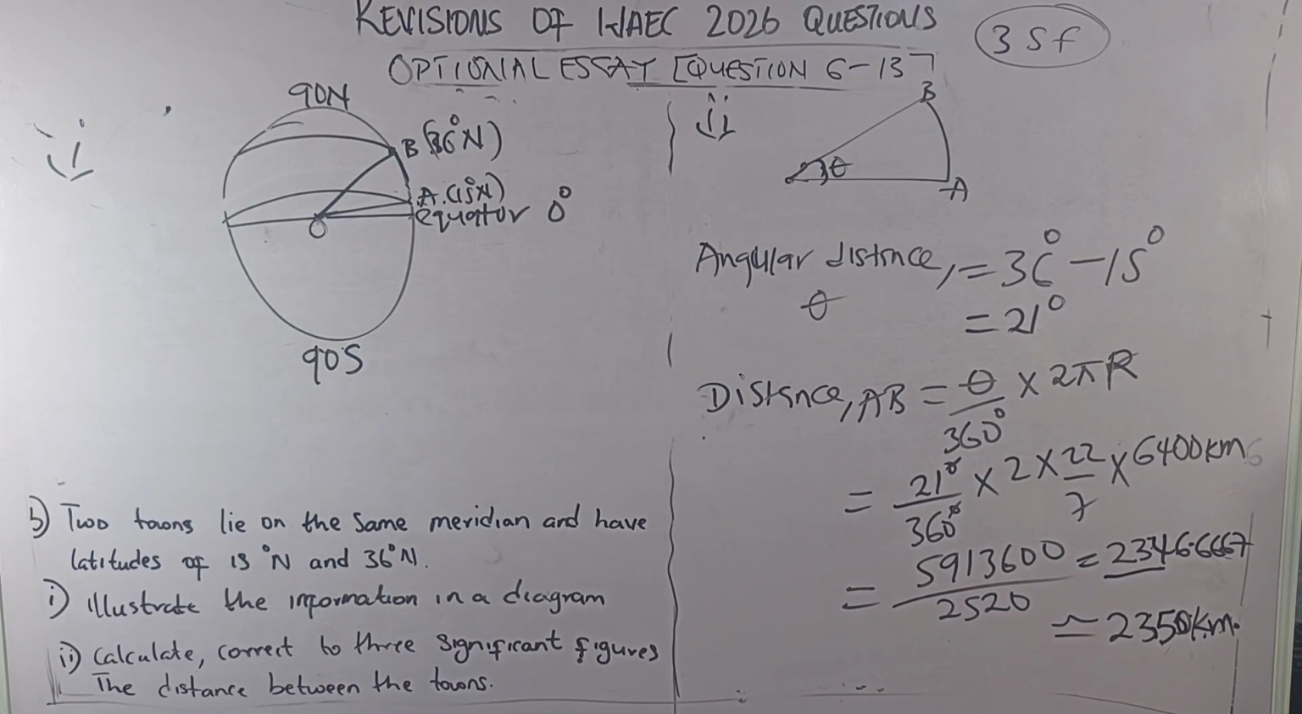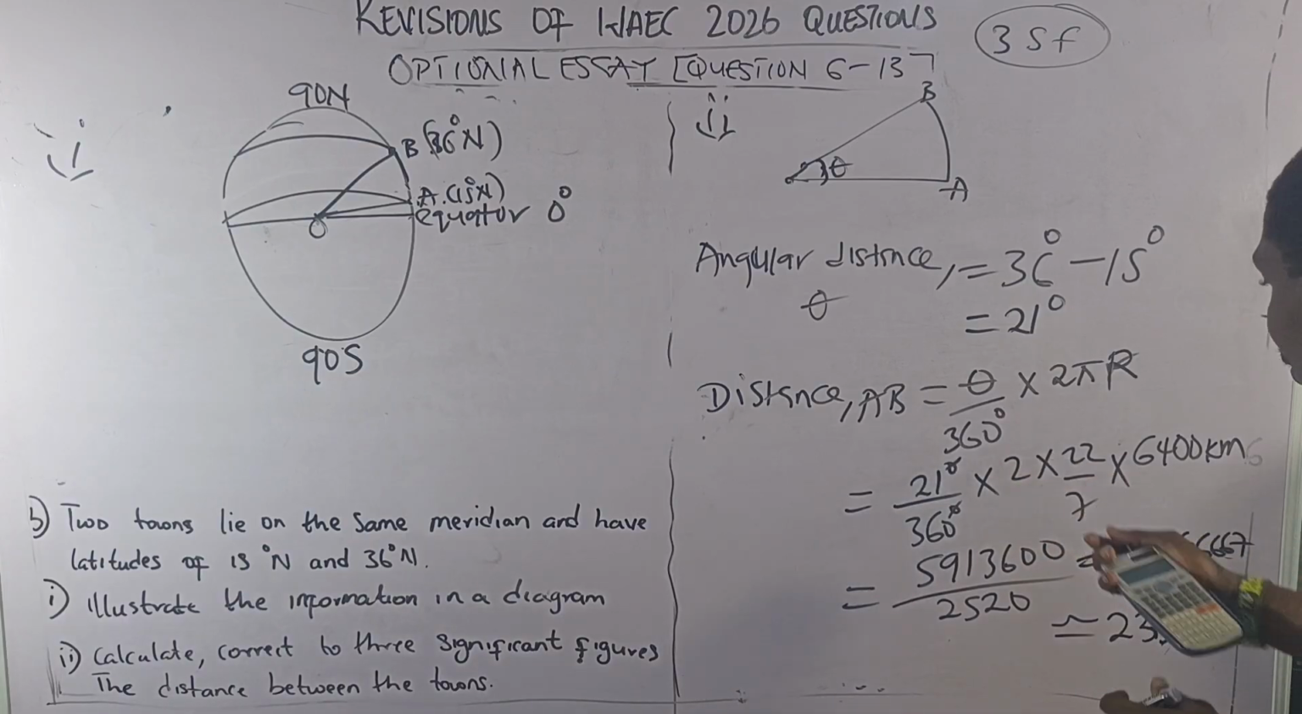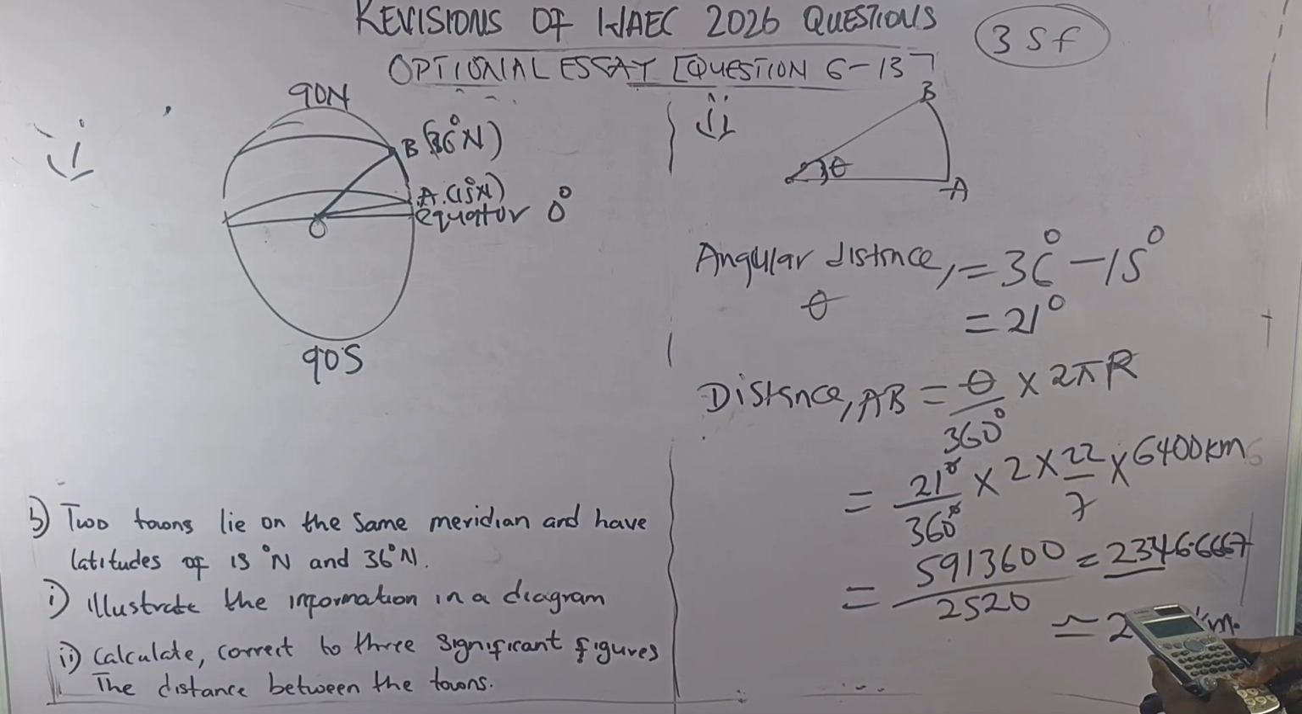So let's verify where this error came from. 21 times 2 times 22 times 6,400 gave us 5,913,600, yeah, and 360 times 7, giving us 2,520. So we have 5,913,600 divided by 2,520. Yeah, which is 2,346.66. Yeah, so this is our final answer.